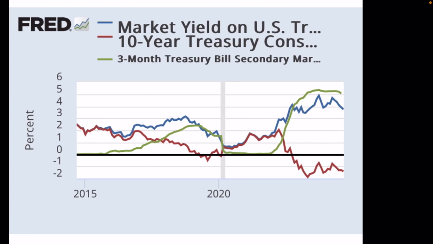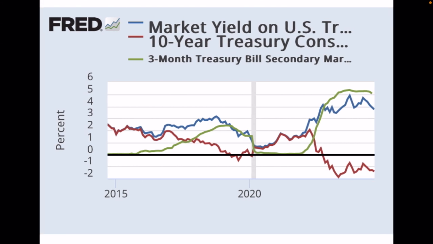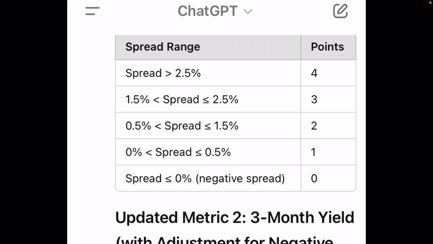But I do want to speak about the bond market and its ratings. Working with ChatGPT, I looked at what the ideal spread is for the 10-year and the 3-month. The 10-year is supposed to be greater than the 3-month. It's a sign of a healthy market. Ideally, if the 10-year is 2.5% greater than the 3-month, that's considered good. So we'll give that 4 points. And then if it's between 1.5 and 2.5, 3 points. Between 0.5 and 1.5, 2 points. And between 0 and 0.5, 1 point. And if it's a negative spread, which would be an inverted yield curve, that would be 0.